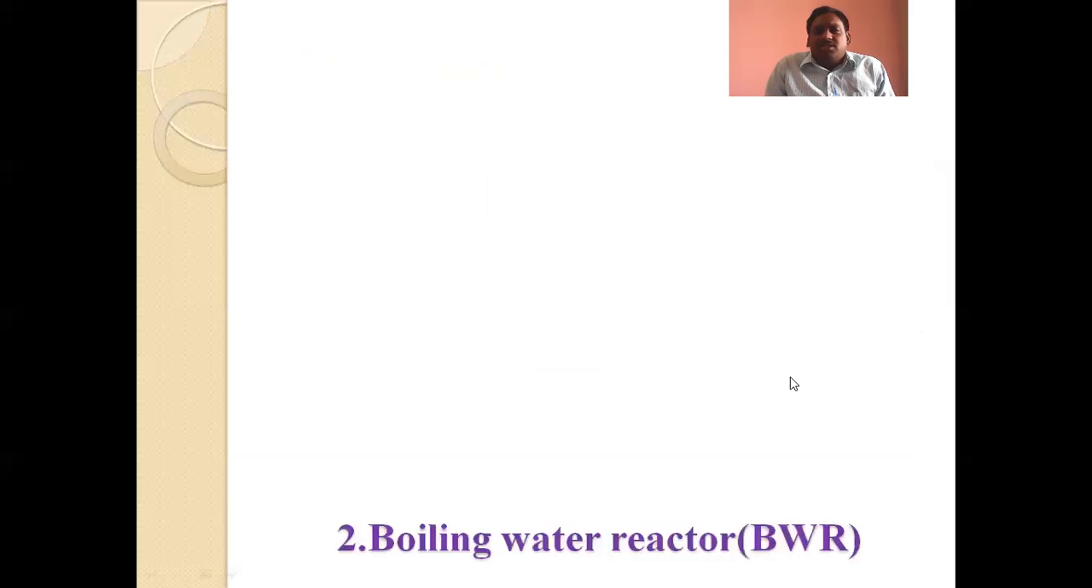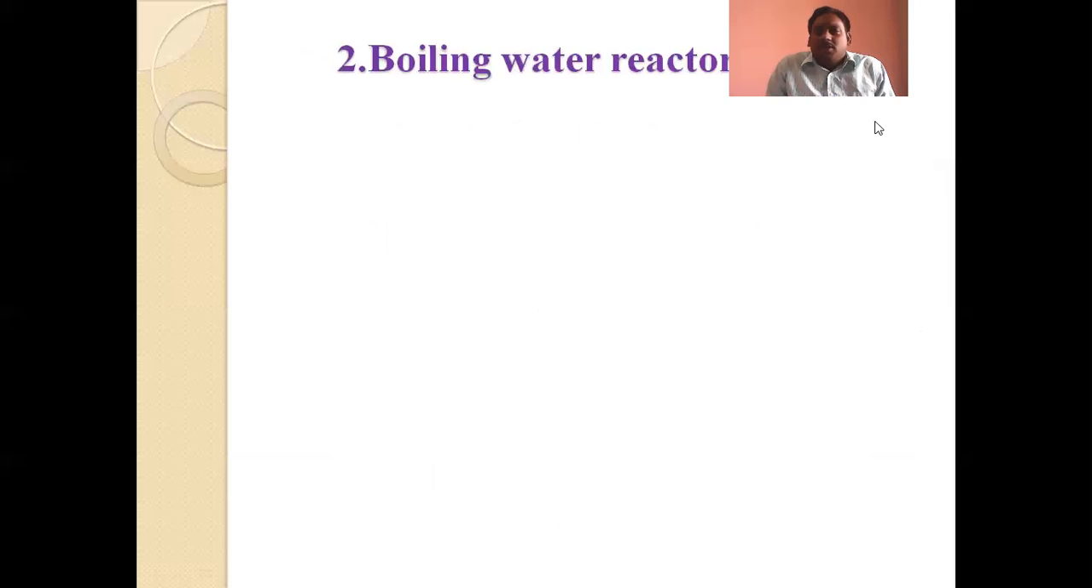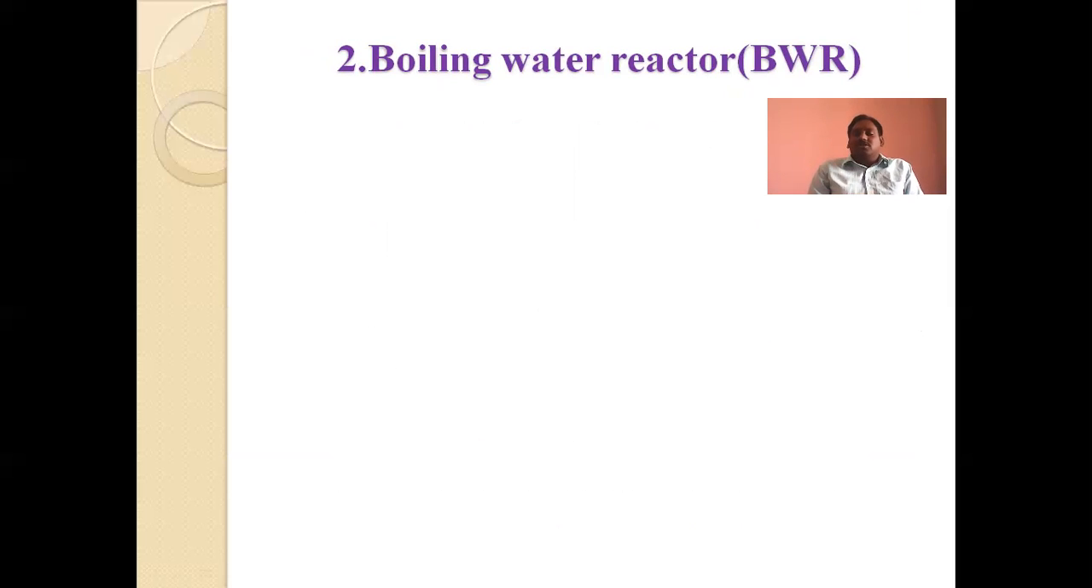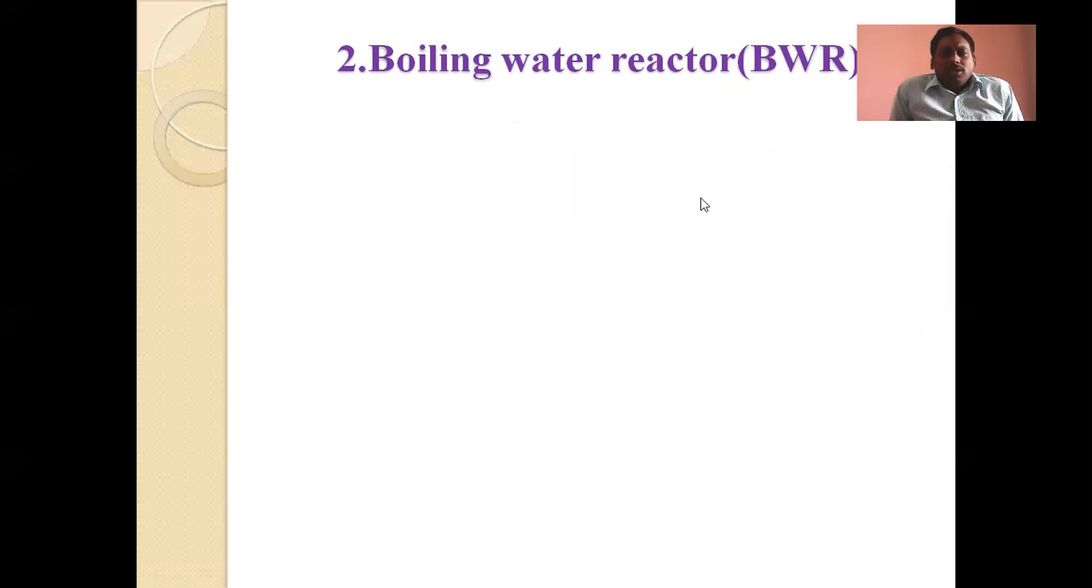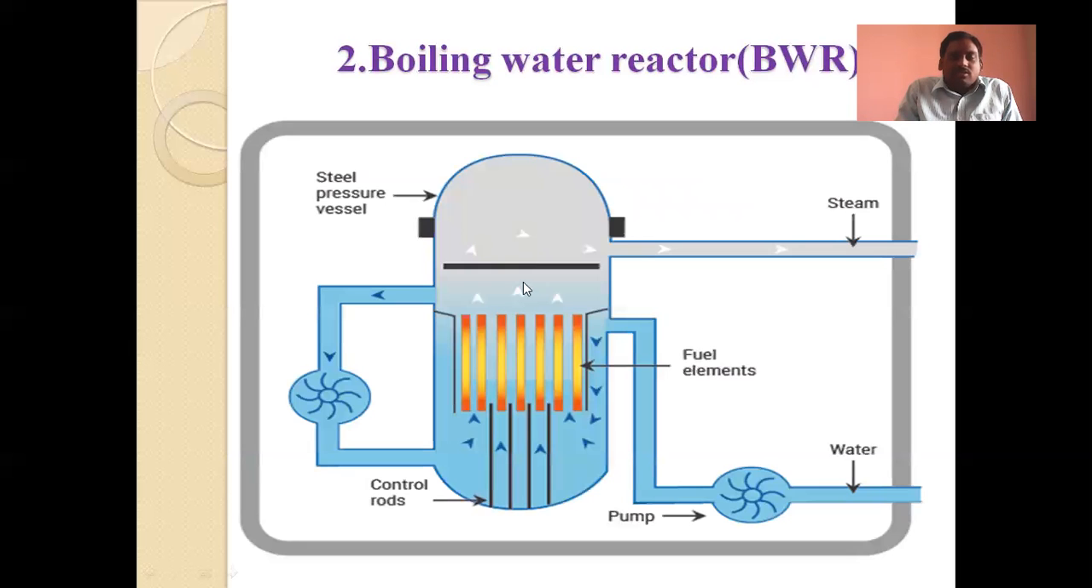The next reactor is the boiling water reactor, BWR. What is this boiling water reactor? If you can see here, in the pressurized water reactor, the steam is produced in the heat exchanger or steam generator. Why? Because water is there in the steam generator. But in the boiling water reactor, the steam is produced within the reactor. See, there is no separate heat exchanger or steam generator.